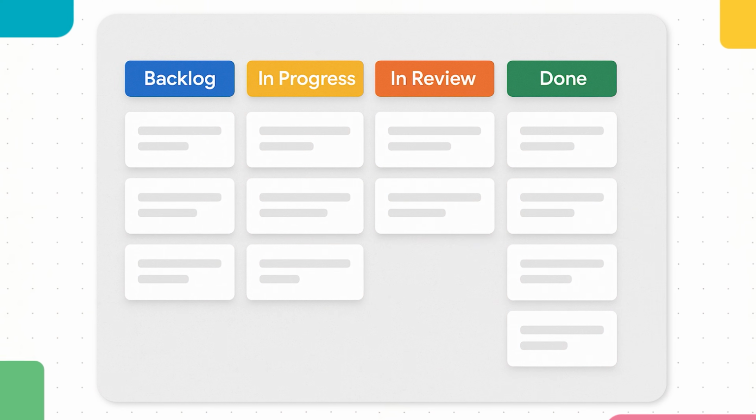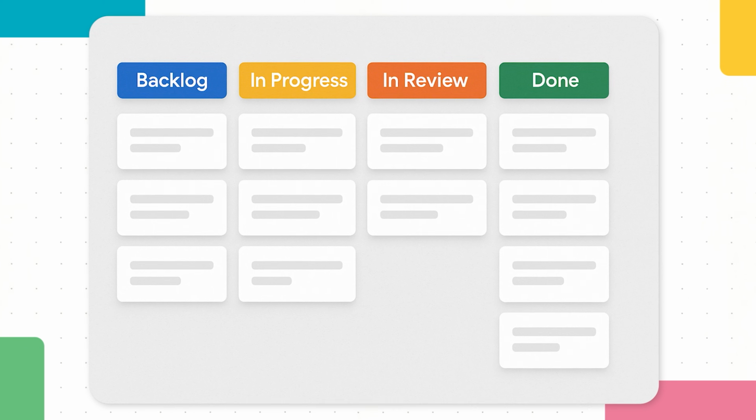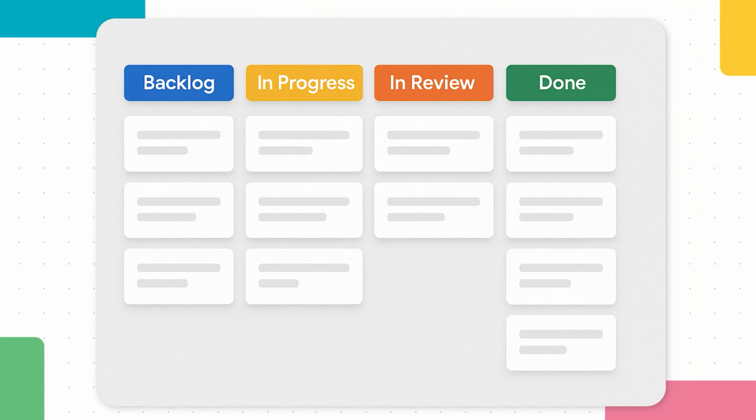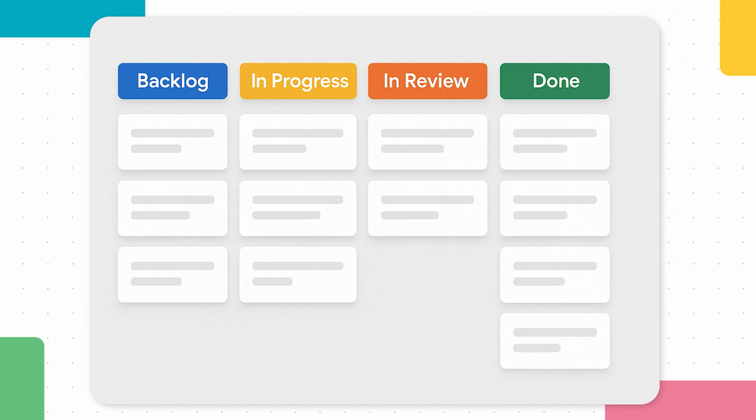Board view is excellent for daily stand-ups or agile teams to see what's in each phase. For example, a software team can have columns: backlog, in progress, in review, done, and drag tasks along as they move through development.